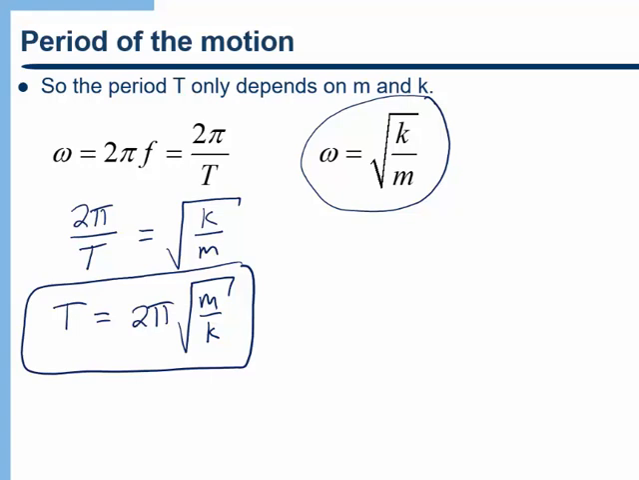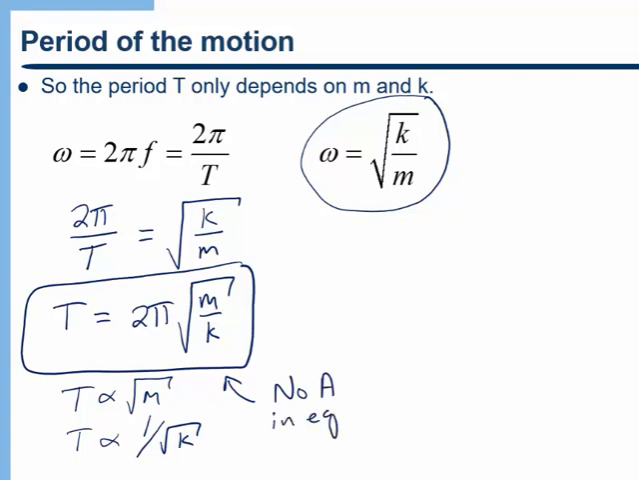So this is interesting. Notice that the period is directly proportional to the square root of m. The period is directly proportional to 1 over the square root of k. More importantly, notice no a in the equation. So in other words, the period doesn't depend on the amplitude. And that's one of the things that we were trying to show.